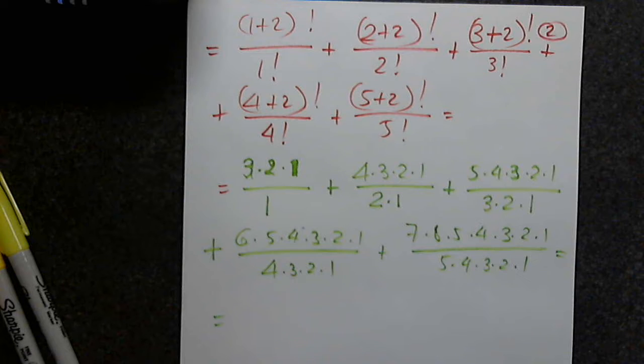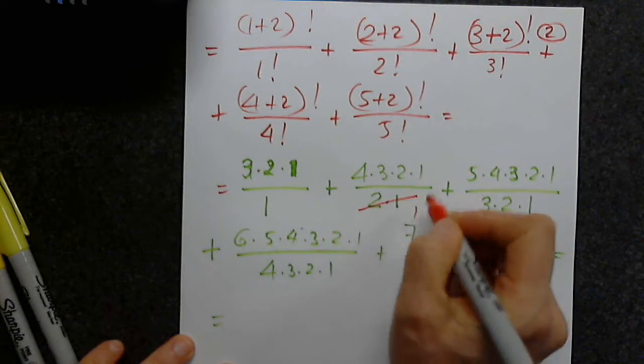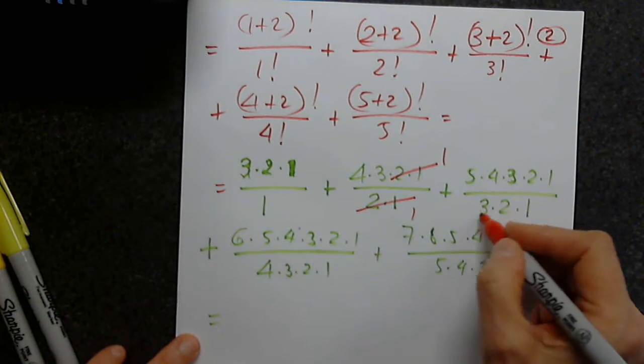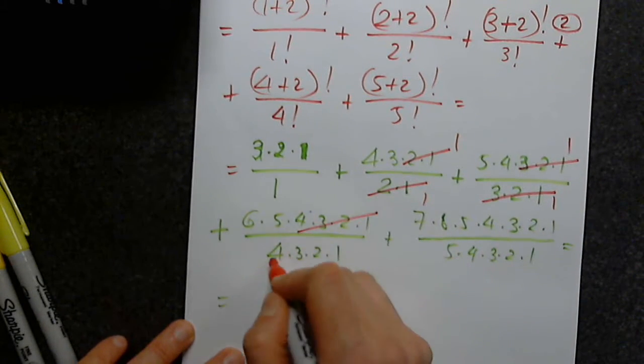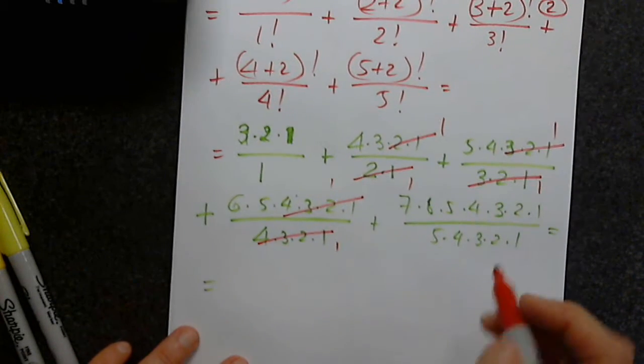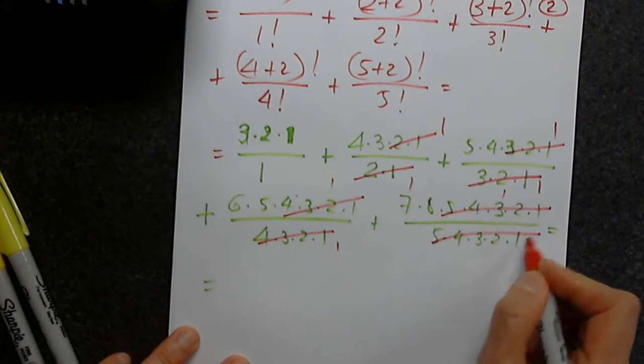Yes, you can put it in the calculator with the sum of the sequence if you want. Okay, here's what I do. 2 and 1, 2 and 1. 3, 2, 1, 3, 2, 1. 4, 3, 2, 1, 4, 3, 2, 1. 5, 4, 3, 2, 1, 5, 3, 2, 1.